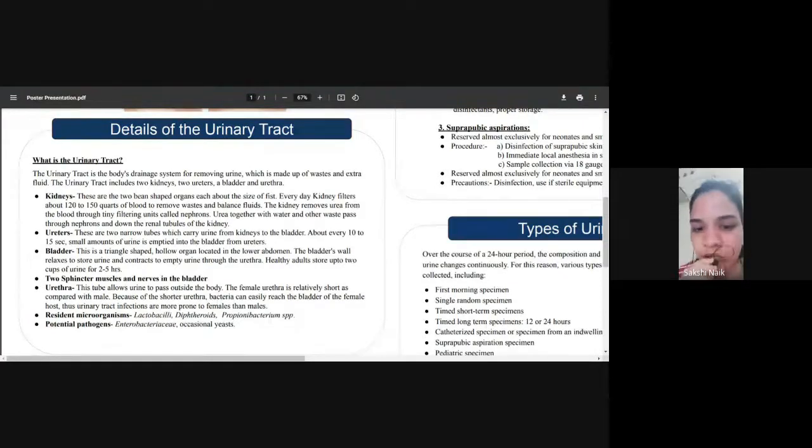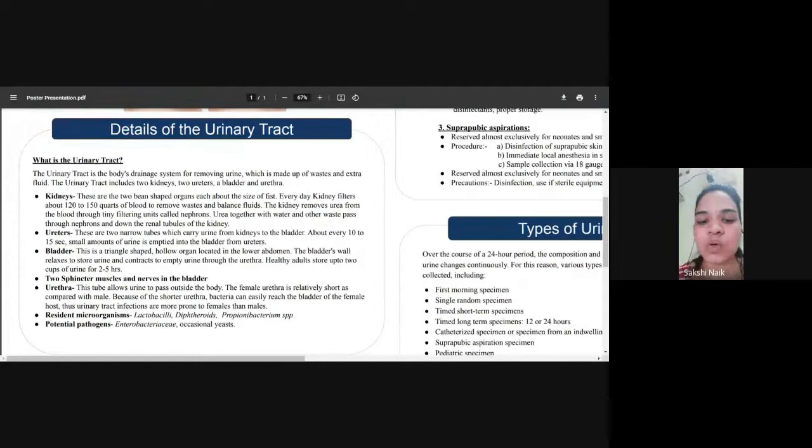So, because of the shorter urethra, bacteria can easily reach the bladder of the female host, and due to this, urinary tract infections are more prone in females than males. The resident microorganisms of the urethra are lactobacilli, diphtheroids, Propionibacterium species, Corynebacterium, and the potential pathogens are primarily Enterobacteriaceae and occasional yeast. Also, it is important to know that all areas of the urinary tract above the urethra in a normal, healthy human are sterile.